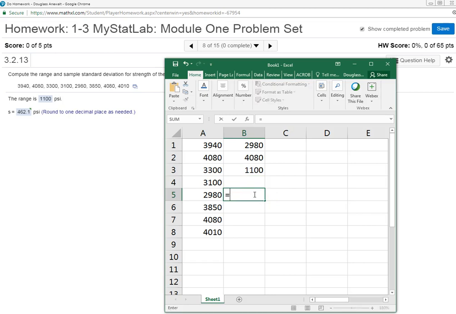The sample standard deviation equals STDEV.S, because we have a sample here, and you select your data, close your parentheses, and this is your sample standard deviation for that sample.